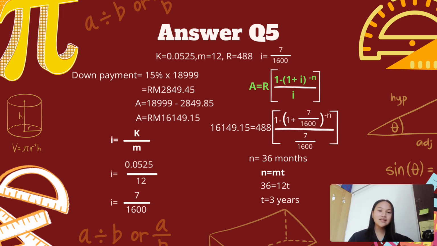The last step is we need to convert it to years by using the n formula, that is n is equal to mt. So the answer is 3 years. The final answer is Chong will finish paying the loan in 36 months, which is 3 years.